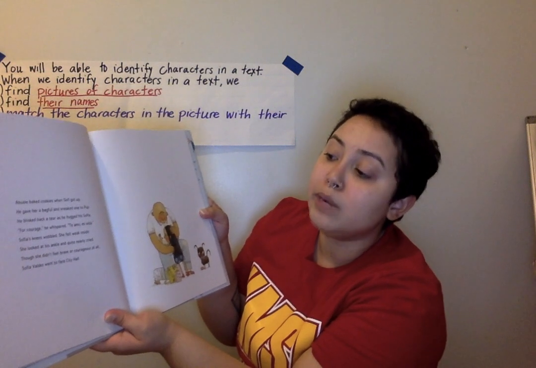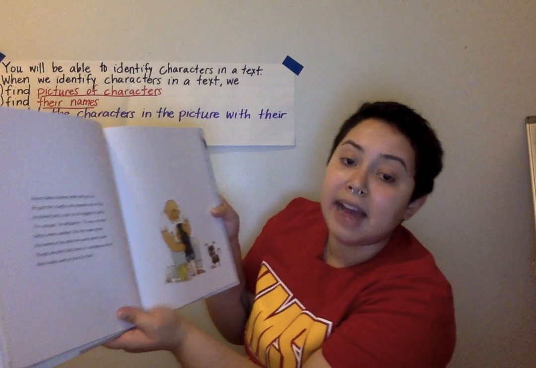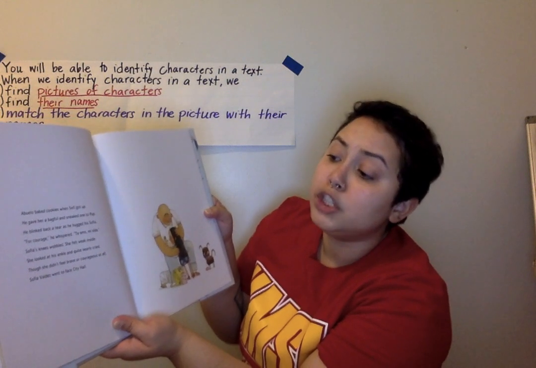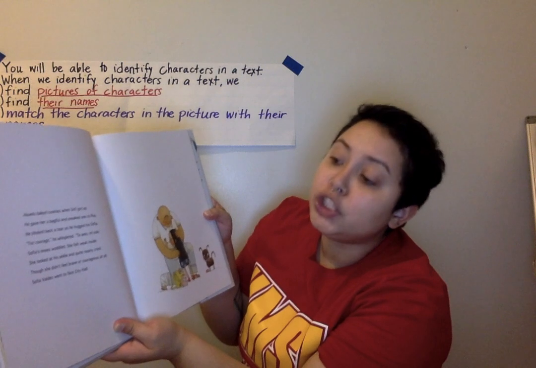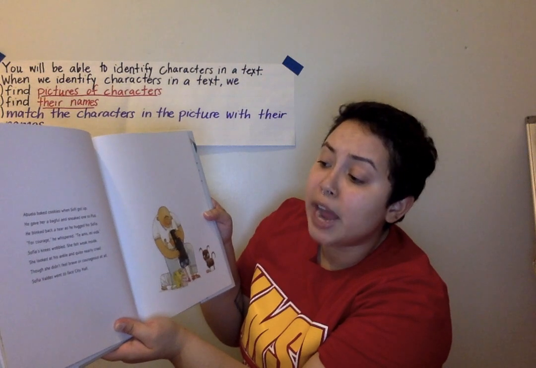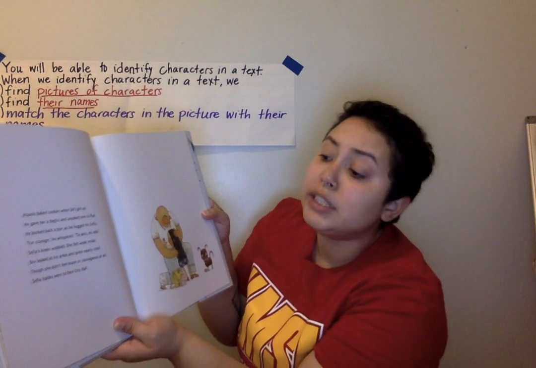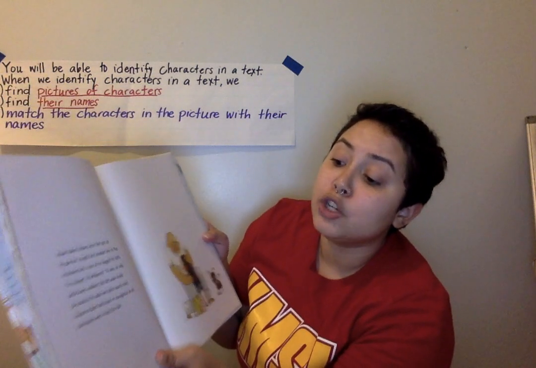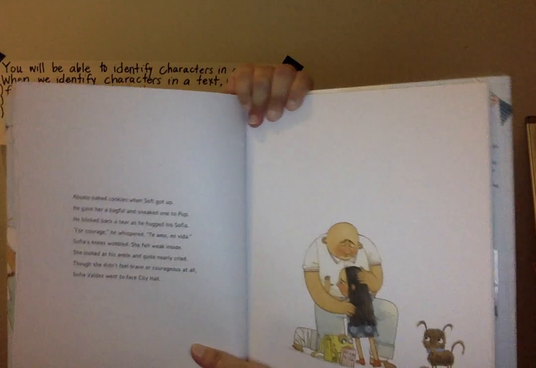For courage, he whispered, "Te amo, mi vida." That means I love you, my life. Sophia's knees wobbled. She felt weak inside. She looked at his ankle and quite nearly cried. Though she didn't feel brave or courageous at all, Sophia Valdez went to face City Hall.